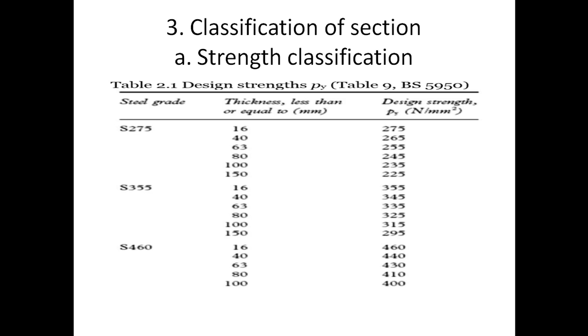The classification of section is divided into two: the strength classification and the section classification. The same way we did for step 2 above is the same thing we are doing here, in the sense that we are using tables. From your material, from the properties of the steel you are using, you will get the grade. From the grade you get your thickness. From there you can pick your design strength to use for your calculation. Then the second part, which is section classification.